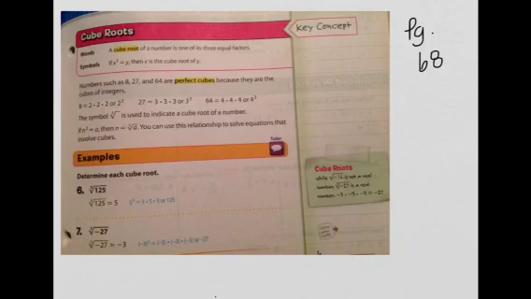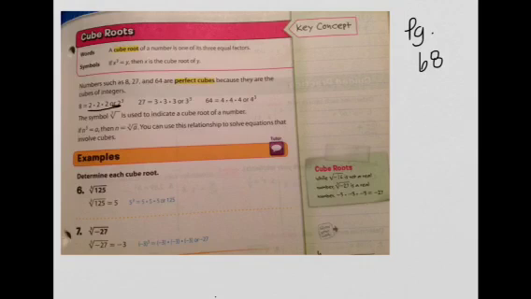Now we're going to look at cube root. A cube root of a number is one of its three equal factors. So we're going to look at 8. 8 is the same as 2 times 2 times 2, or 2 cubed.